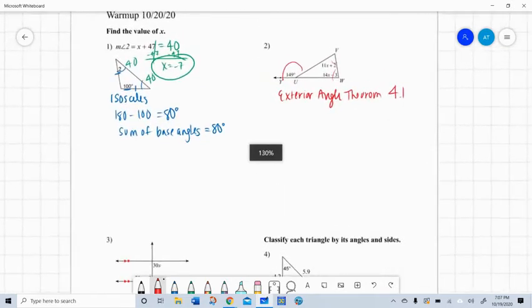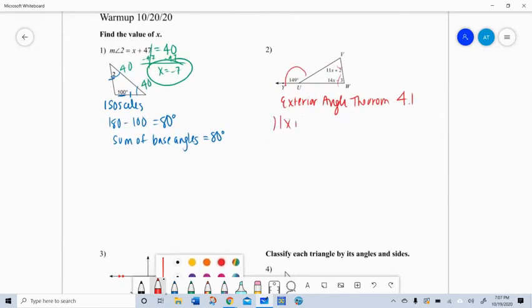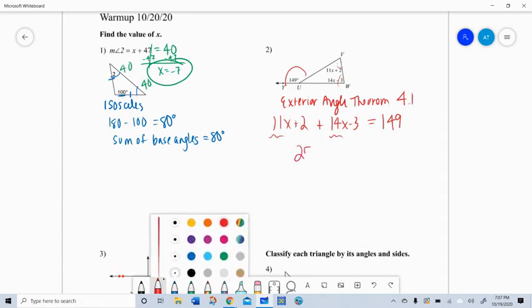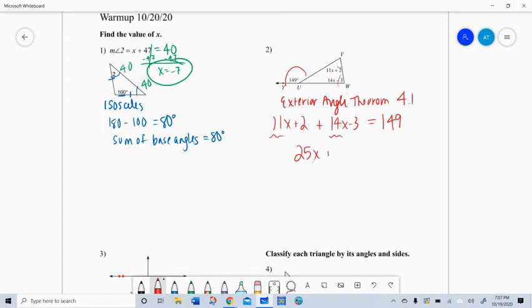So I'm going to take those other 2 angles, 11x plus 2 plus 14x minus 3, and I'm going to set them equal to the outer angle, which is 149. So I'm going to add up those 2 interior angles, and they're going to equal the sum of the exterior angle. So combining my like terms, I'm going to have 25x minus 1 equals 149, which means 25x equals 150, which means that x equals 6.